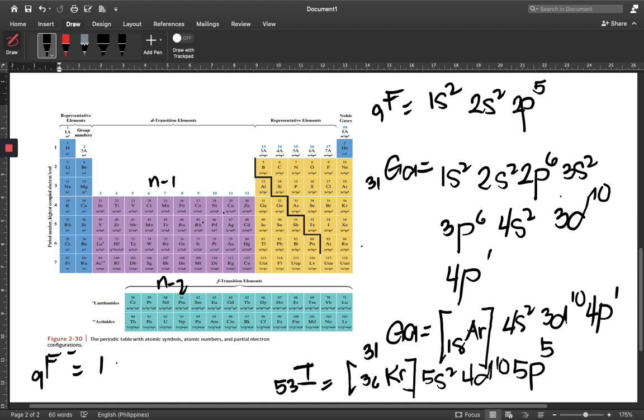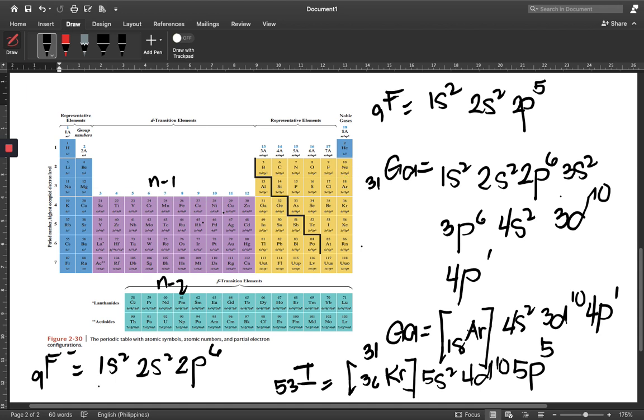We just have to follow the order: 1s2, 2s2, and then 2p. If we add one more electron, remember that the p sublevel can accommodate a maximum of 6, so pwede pa. So this is 2p6. If you've noticed, the fluorine ion here has 10 electrons and it will follow the electron configuration of neon. It will have the same electron configuration as neon.